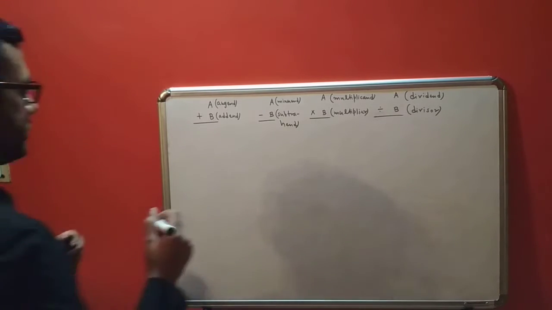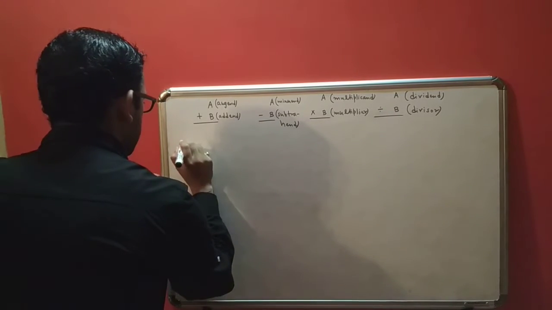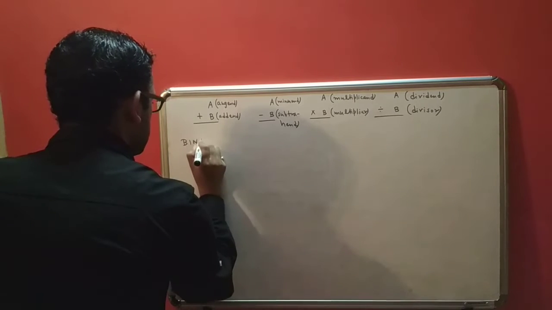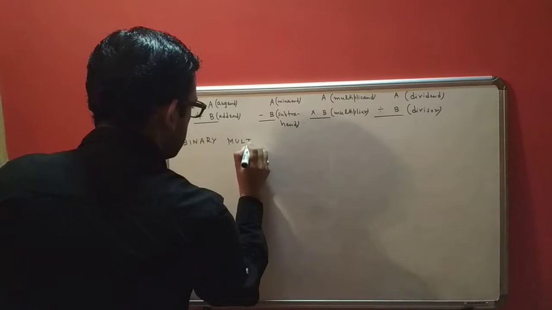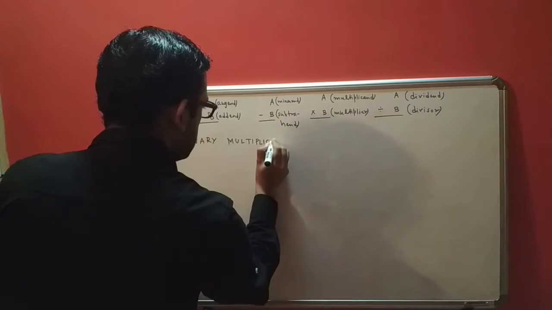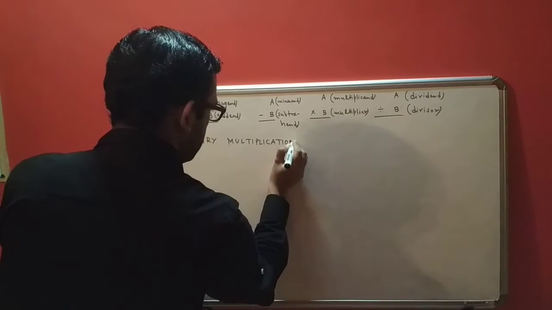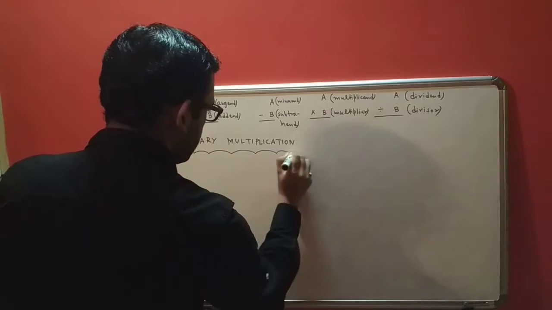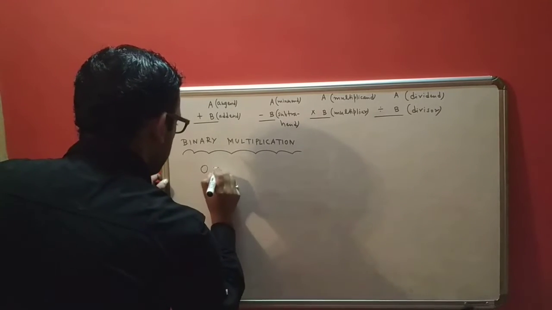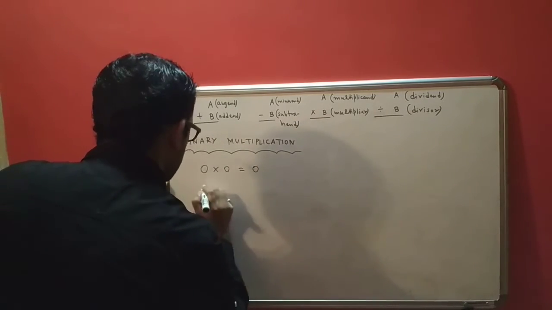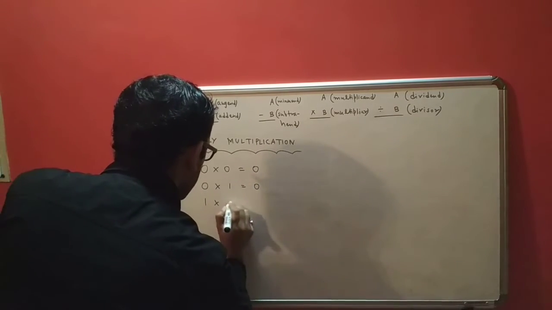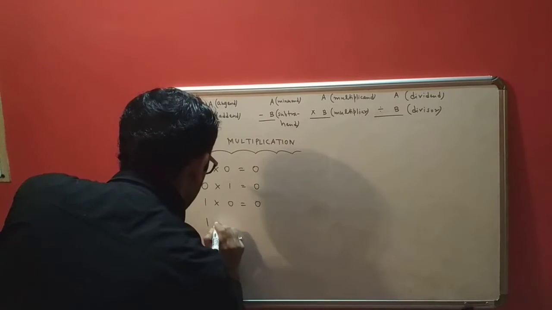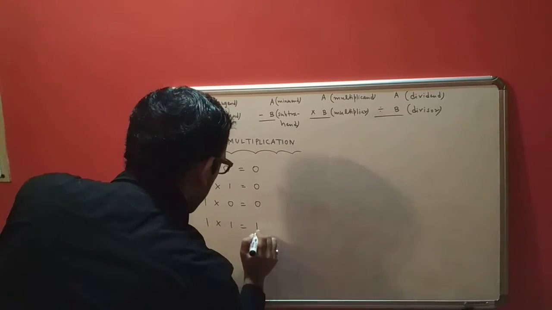Now, let's look at the rules for binary multiplication. The rules are pretty simple. 0 into 0 would give you a 0. 0 into 1 would give you a 0. 1 into 0 would give you a 0. And finally, 1 into 1 would give you a 1.